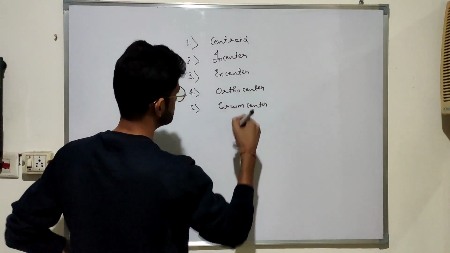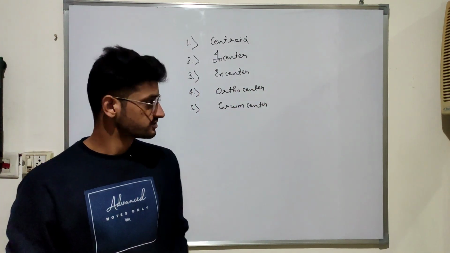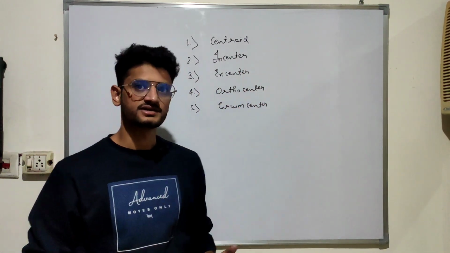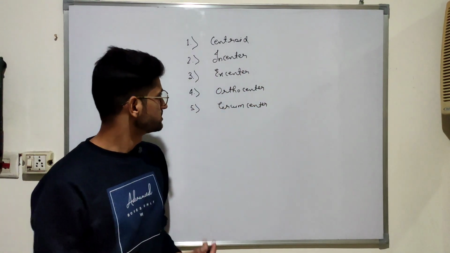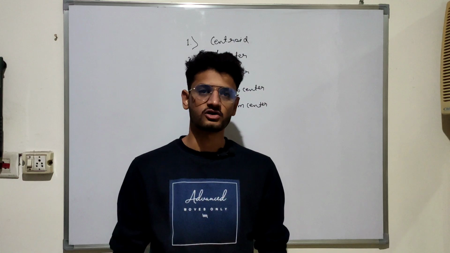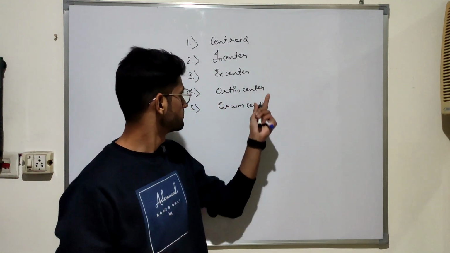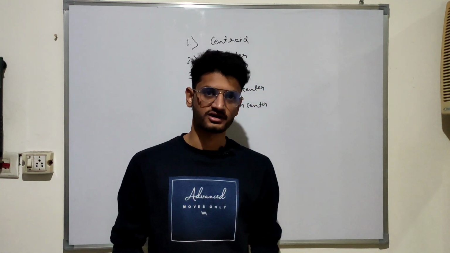So these are the 5 points which lie inside or outside of a triangle. We will see whether it lies inside of a triangle or outside of a triangle. Based on that, we will be discussing all the important points. We will be solving some problems based on these points which lie inside a triangle or outside of a triangle.